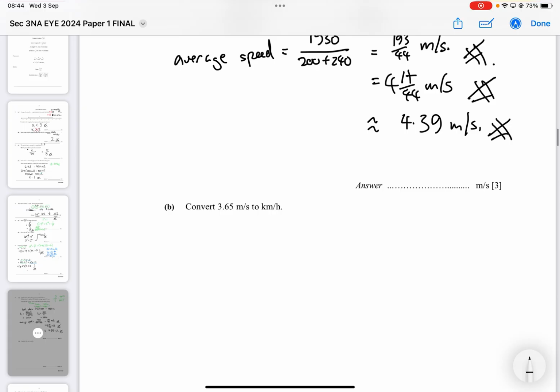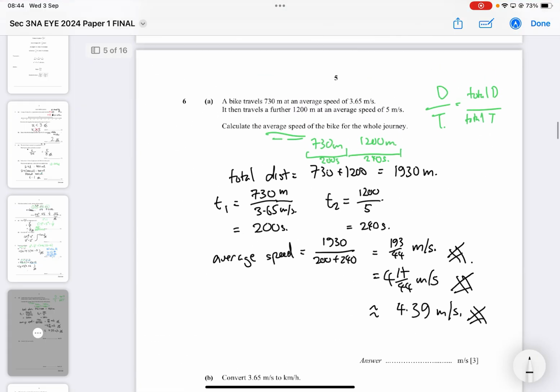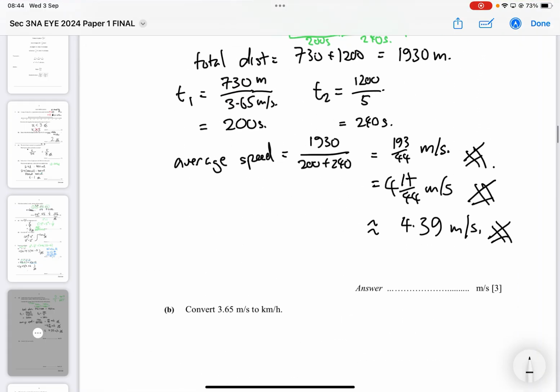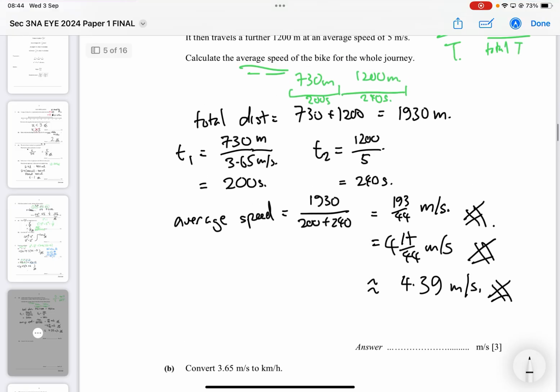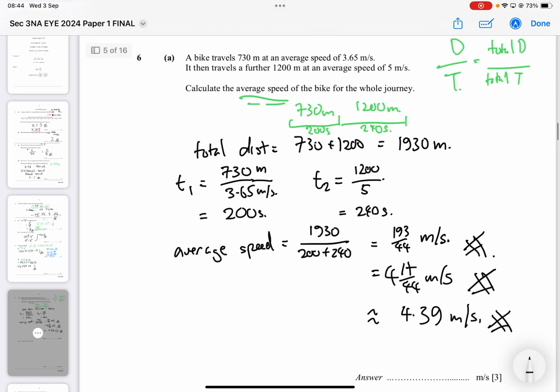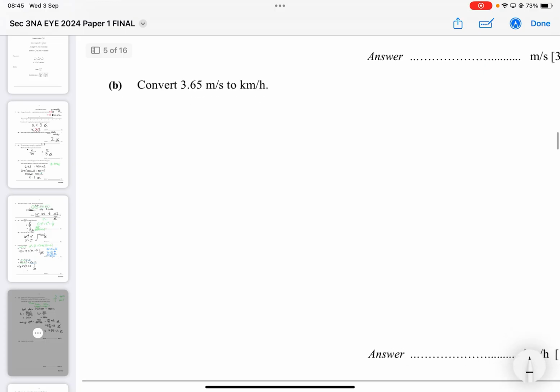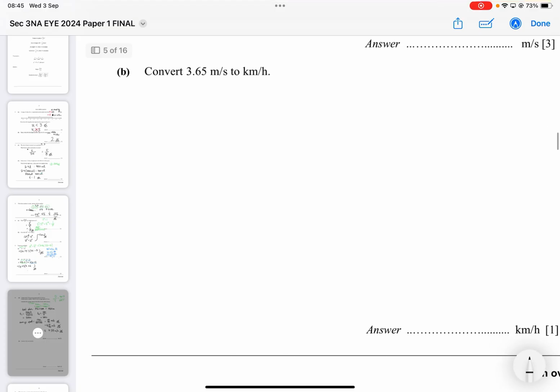Okay, for part B. Part B is totally not related to part A. That is why the naming is like that. A and B can be totally not related. They don't have a main question. So A and B are separate. They don't want you to use anything from part A. Part B is by itself a question.